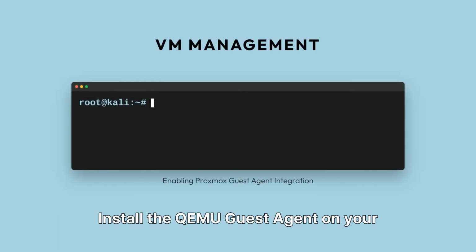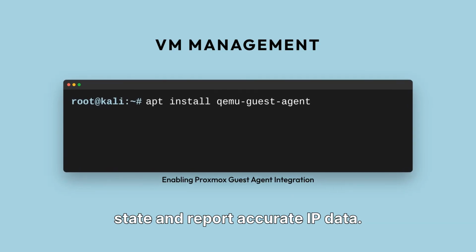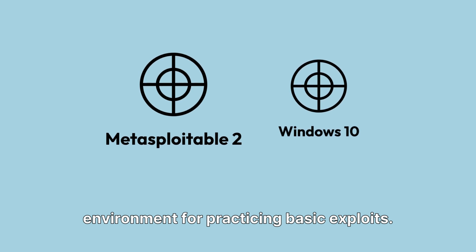Install the QEMU guest agent on your Kali VM. This allows Proxmox to manage the VM state and report accurate IP data. Next, we set up our target machines. For beginners, Metasploitable 2 offers a target-rich environment for practicing basic exploits.